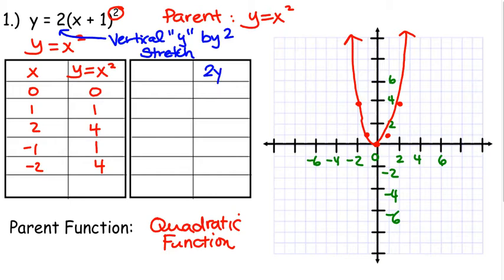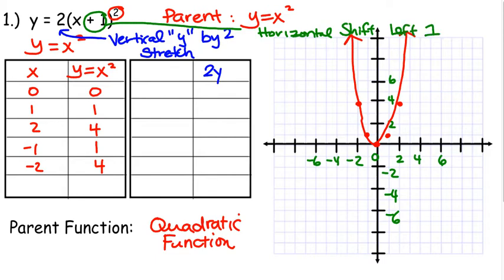All right, the other thing that's happening is a plus 1. This plus 1 is inside the function, and what that does, if it's inside the function, it's affecting the horizontal axis or the x-axis. So this is a horizontal shift, and since it's a plus 1, we have to think opposite, left 1. You're going to be shifting all of your parent function x values left 1. So we're going to be subtracting 1 from all of the x's.